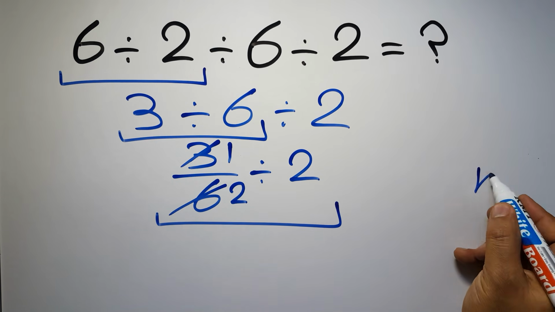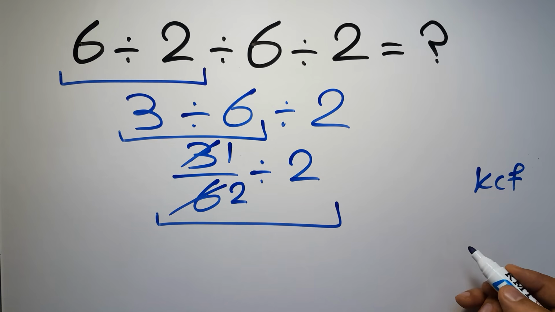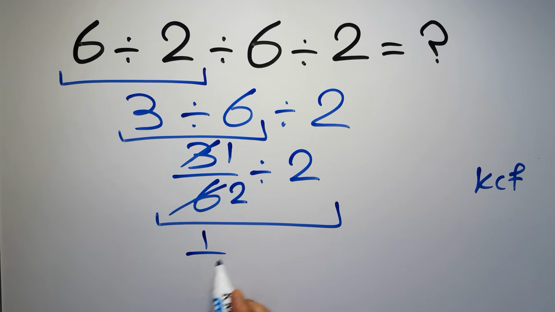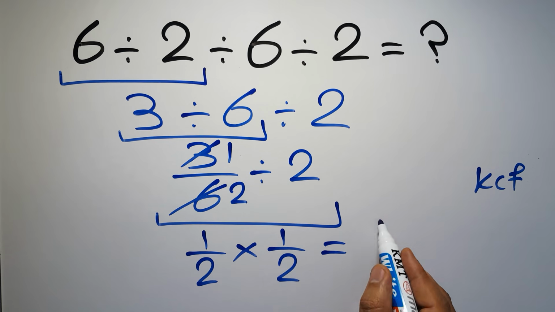According to the KCF rule, K stands for keep, C stands for change, and F stands for flip. We can write: keep the first fraction, change division to multiplication, and flip the second fraction. So we have 1 over 2 then times 1 over 2, which equals 1 times 1 gives us 1.